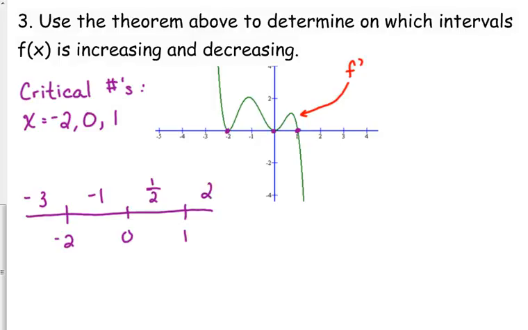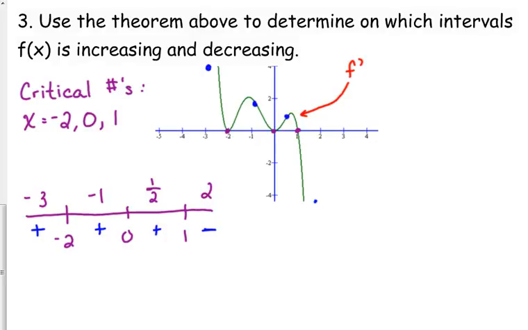So we want to know what is the sign of the derivative at these values. Negative 3, it's off of our picture here, but obviously it would be somewhere way up there. I don't care what the value is, I just care about the fact that it is positive. Negative 1, its y value is also positive. 1 half, its y value is positive. And 2, obviously it's off of our picture, but it is negative.